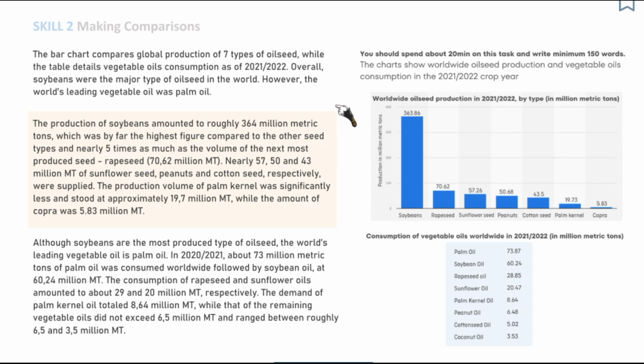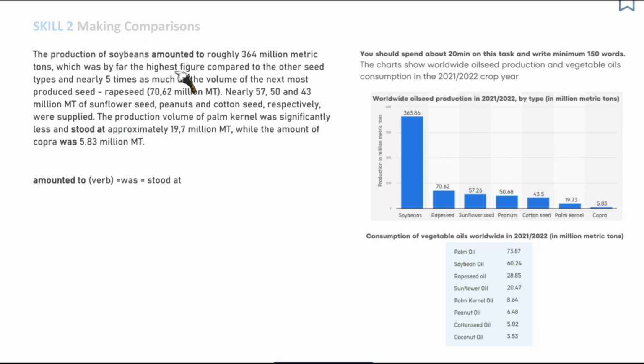And we are continuing with our first body paragraph. So first of all, I would like to draw your attention to the verb that I have used here, amounted to. As I've said, it is a verb, and it is very useful word that you can use to mention the number.